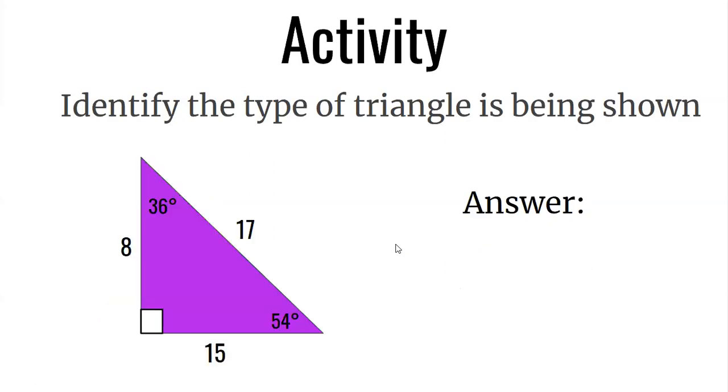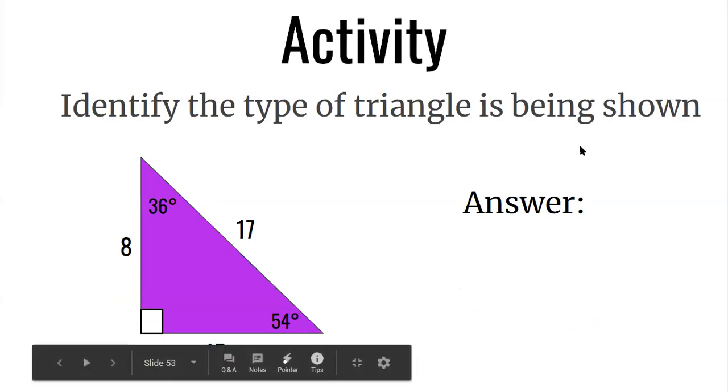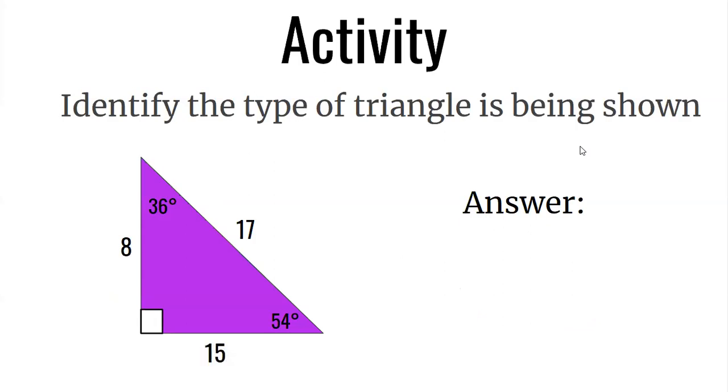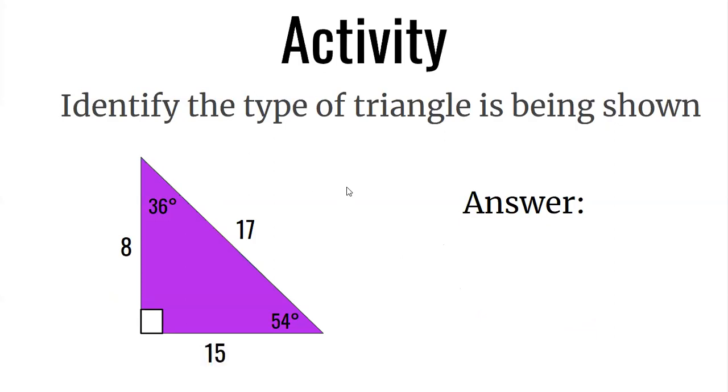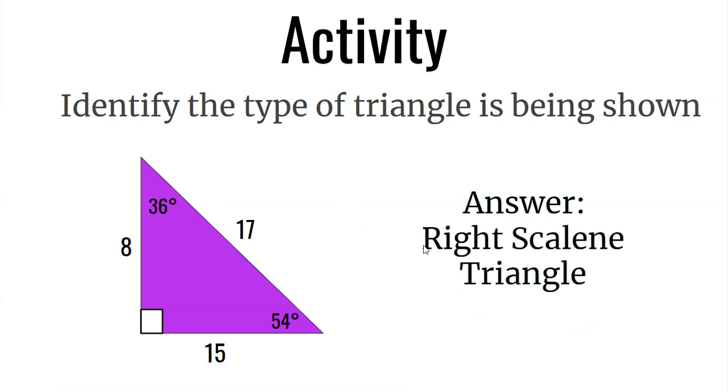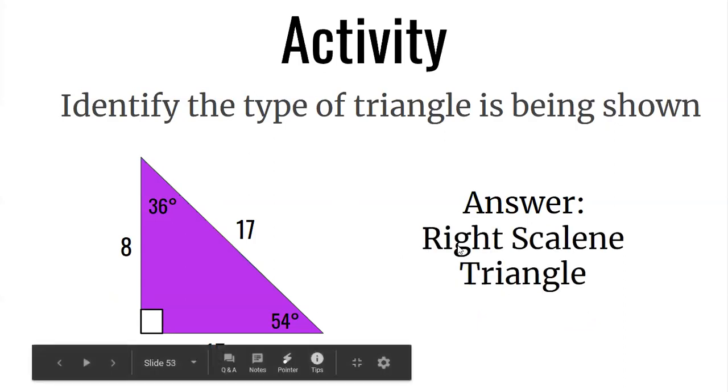So next triangle we have is this one right here. Looks pretty nice. All right, I'll pause the video in 3, 2, 1, pause. And what's up? We're back. All right. So the answer to this, the type of triangle this is, wow. So we got a right scalene triangle. So we got a right triangle and a scalene triangle.